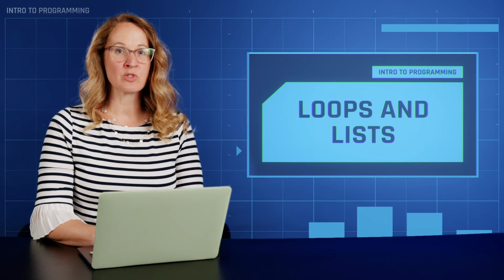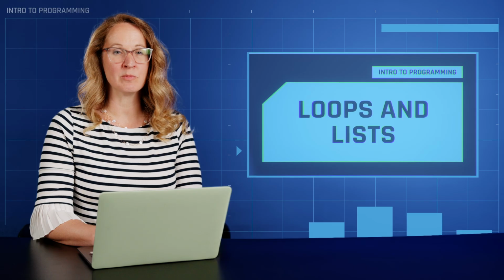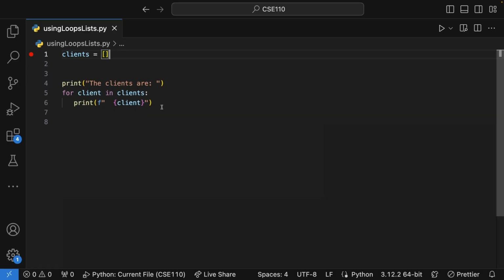Loops and lists work so well together that it's almost impossible to talk about one without the other. Let's talk about how to use a list to get values from the user and add them to a list. In this code, I create an empty list of clients and then use a for loop to iterate through them to display each one. In a moment, we'll add code to add items to the list.